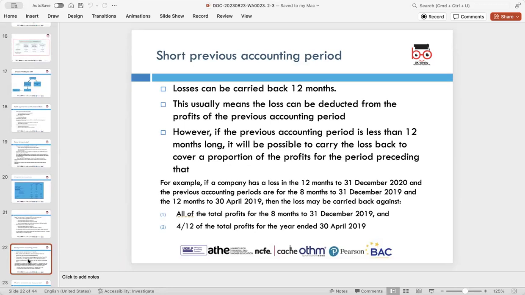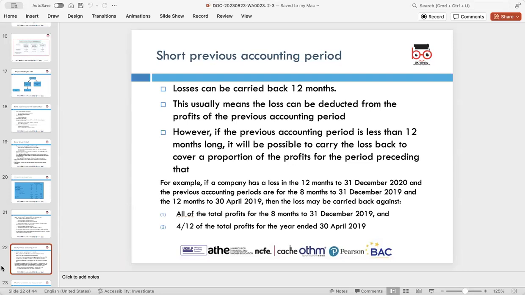Short previous accounting period. When a company makes a loss in its accounting period, it is often possible to carry that loss back to offset against profit from a previous period. This can help reduce the overall tax burden. Usually, this means that if a company makes a loss in one year, it can deduct that loss from the profit it made in the previous year. However, there's a twist when the previous accounting period is shorter than 12 months.